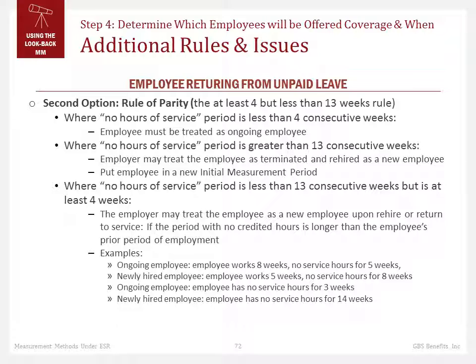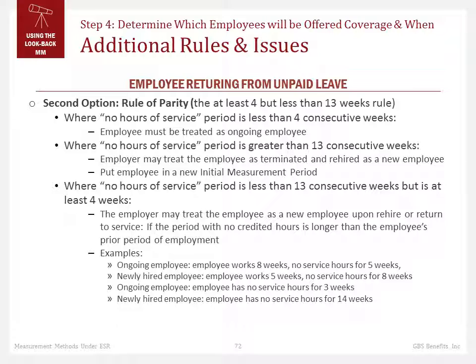When they were gone for less than 4 consecutive weeks, they are automatically treated as an ongoing employee when they return. When the period of time they were gone is greater than 13 consecutive weeks, when they return, they're automatically considered a newly hired employee. So if you can see a pattern here, under both rules, the 13 weeks rule and the rule of parity, if they're gone for more than 13 consecutive weeks, they are considered newly hired and you don't have to deal with it. But on the rule of parity, for the period of time between 4 and 13 consecutive weeks, you've got to do a little bit of math and figuring.